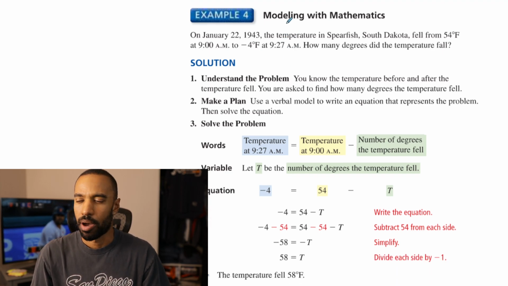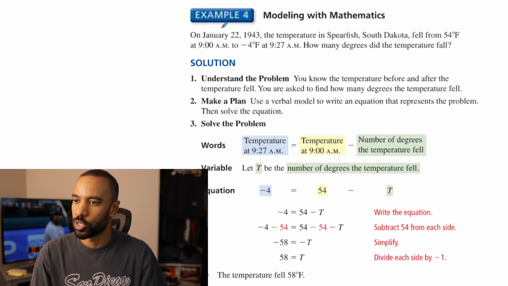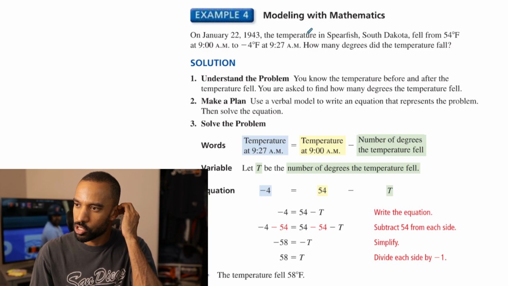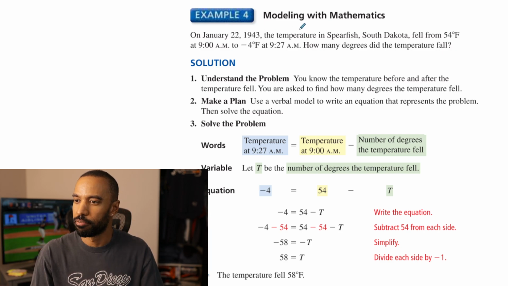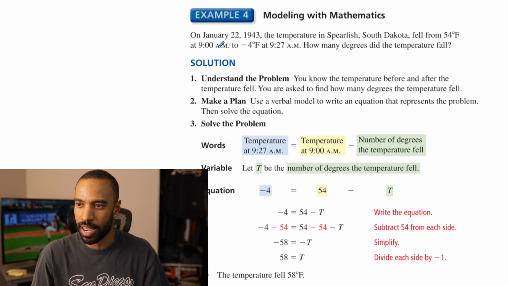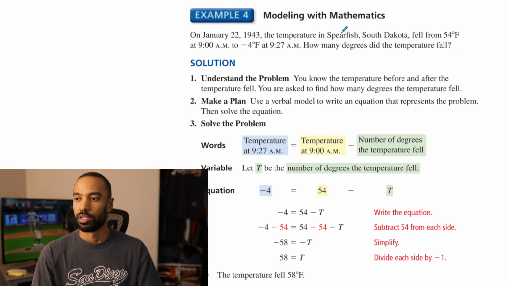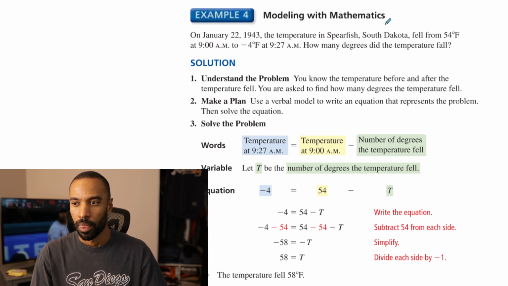Here's another example, modeling with mathematics. Here we go. On January 22nd, 1943, the temperature in Spearfish, South Dakota, fell from 54 degrees Fahrenheit at 9 a.m. to negative 4 degrees Fahrenheit at 9:27 a.m. How many degrees did the temperature fall?